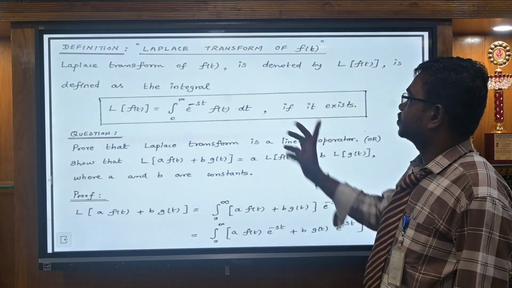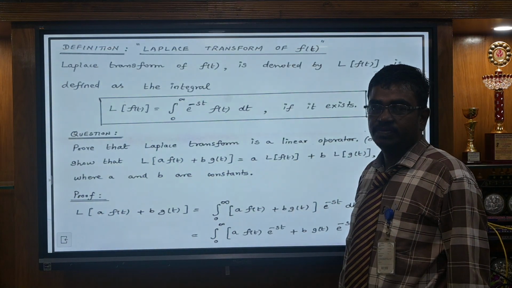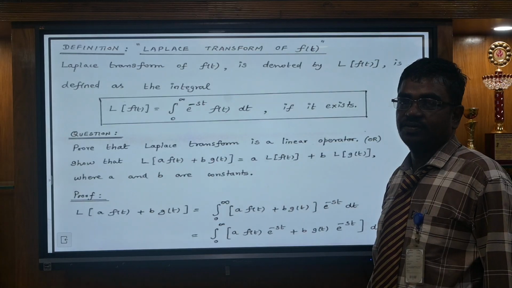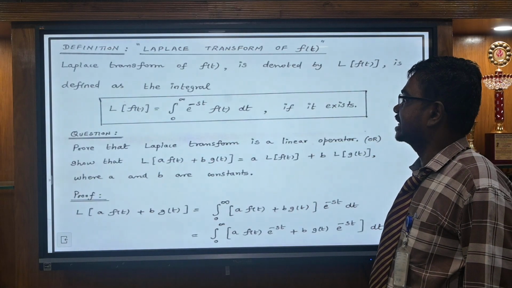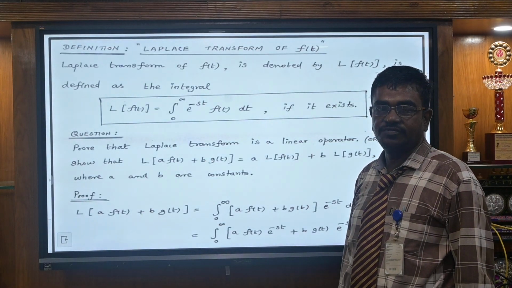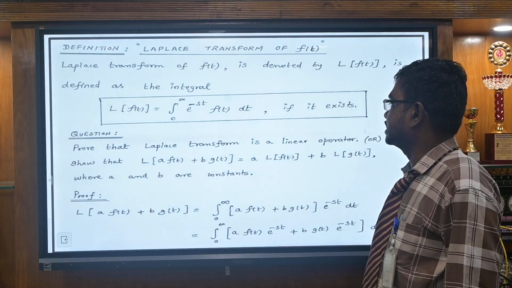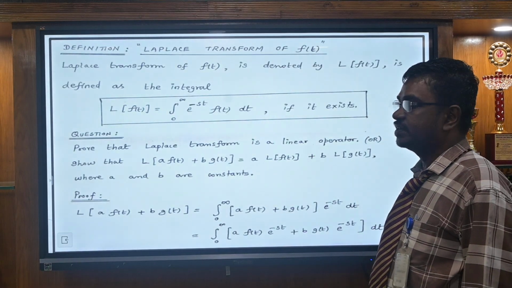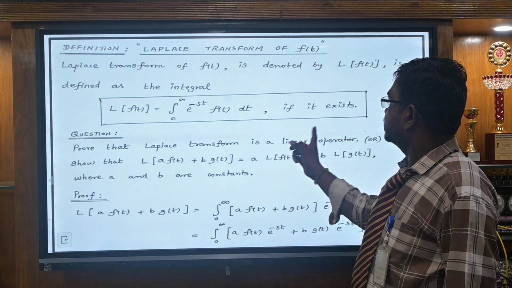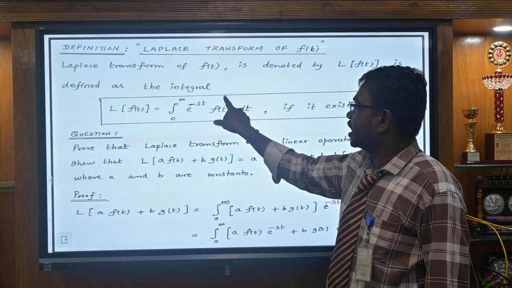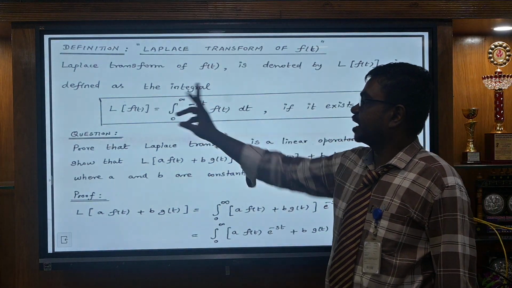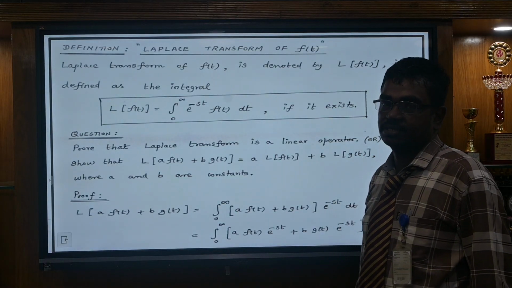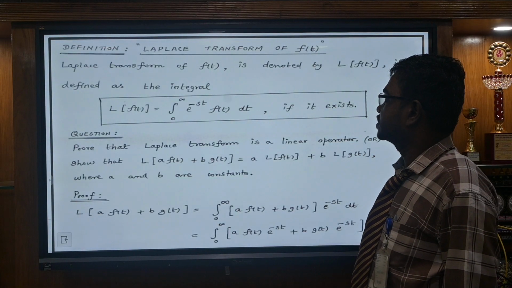Definition: Laplace transform of f of t. The Laplace transform of f of t is denoted by L of f of t and is defined as the integral from 0 to infinity of e power minus st f of t dt, if it exists. That means the integral value should exist; only then will the Laplace transform value be accepted. So now we discuss the question.